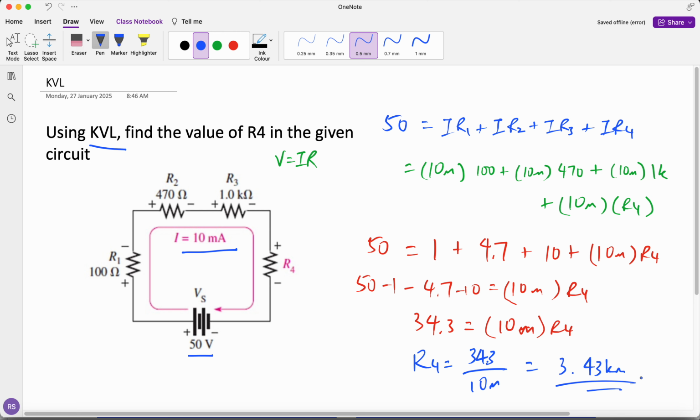So again, KVL is basically a law that says that the sum of all the source voltages within a loop is equal to the sum of all the voltage drops across the components within the loop. In this case we have a single source of 50 volts and four resistors which will have the voltage drops that add up to 50 volts. So using this KVL approach, we have solved for the unknown resistance R4.